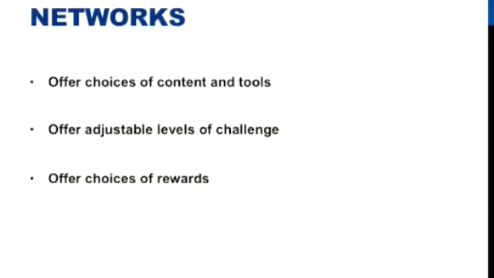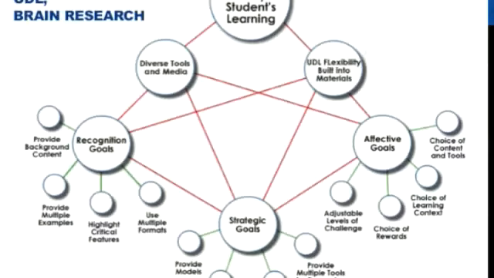Teachers can also offer choices of rewards and choices of learning contexts. In the classroom, factors such as noise and activity contribute to the learning context students experience. And by reducing the different types of learning contexts, teachers can be putting some students at a disadvantage. Technology helps to connect UDL with brain research, as can be seen in this diagram. Listed here as diverse tools and media, technology allows the teacher to build UDL into the curriculum and support all three learning networks.